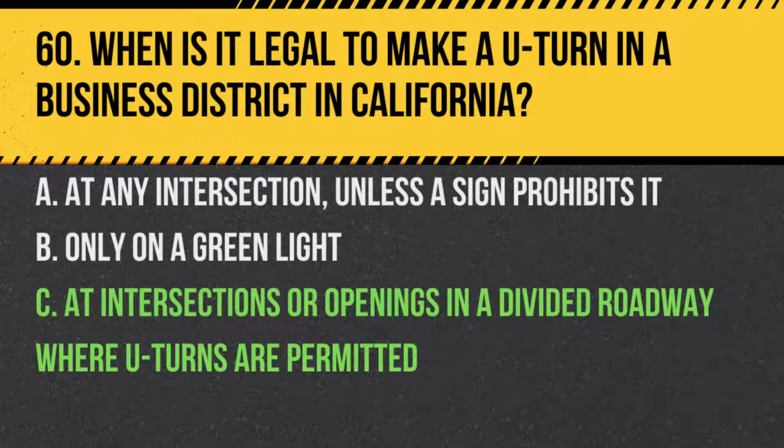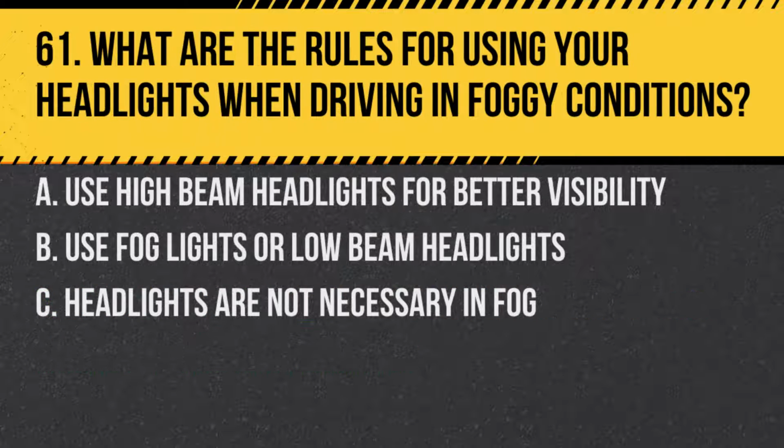Answer: C. At intersections or openings in a divided roadway where U-turns are permitted. U-turns in business districts are restricted and usually marked.